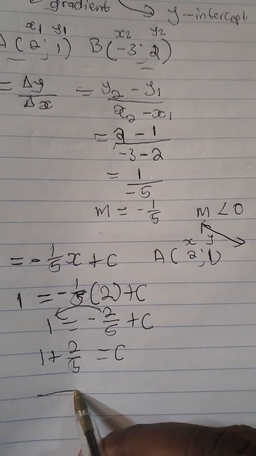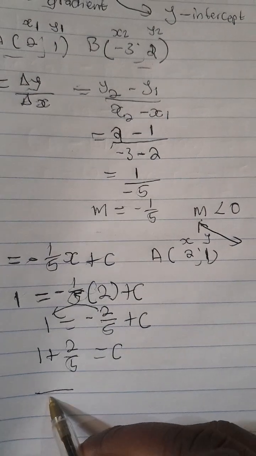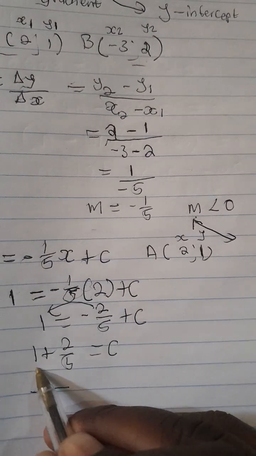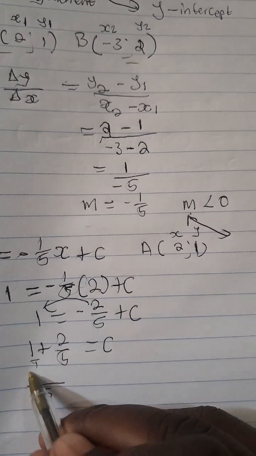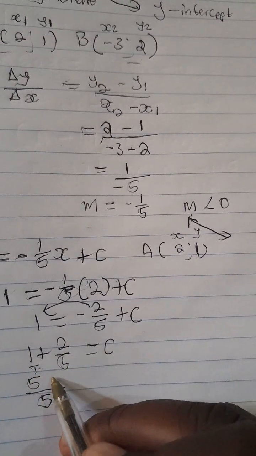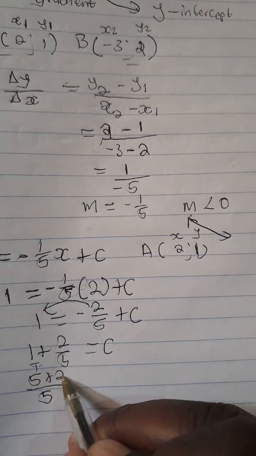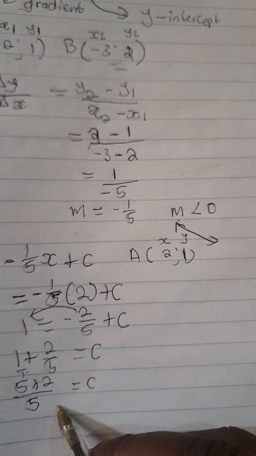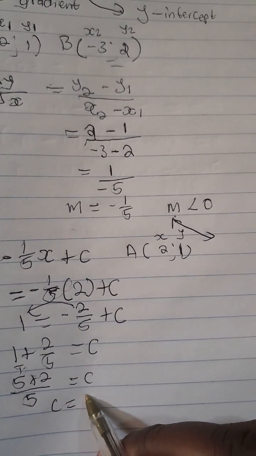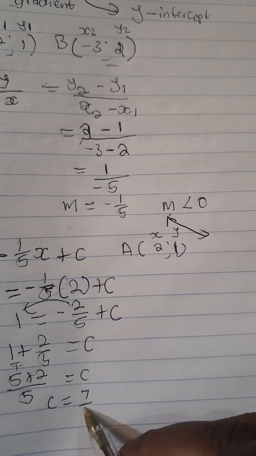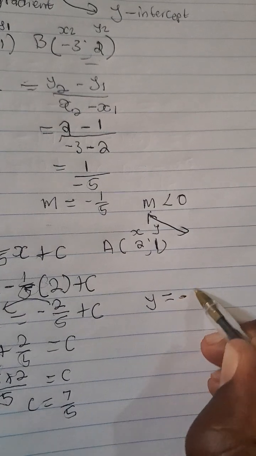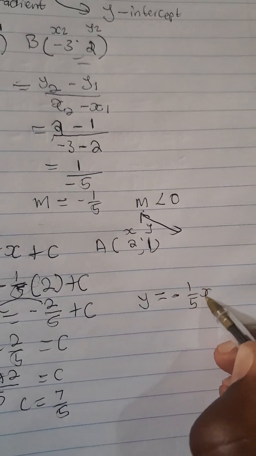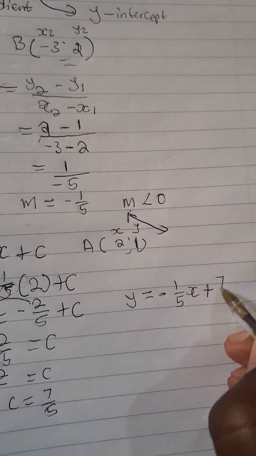When you work out the fraction, the LCD will be 5. It's the same as having 1 divided by 1, so 1 times 5 is 5, and 2 stays as 2. So let's see what our c is. What is 5 plus 2? That is 7. So we have 7 over 5. Indeed, the equation will be y equals negative 1 over 5 x plus 7 over 5.